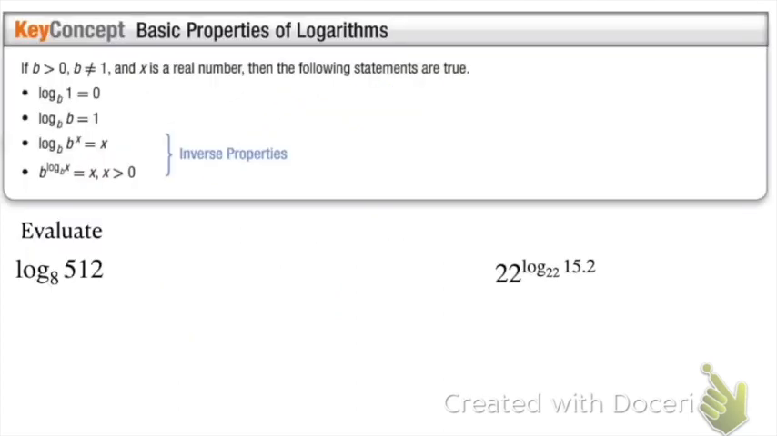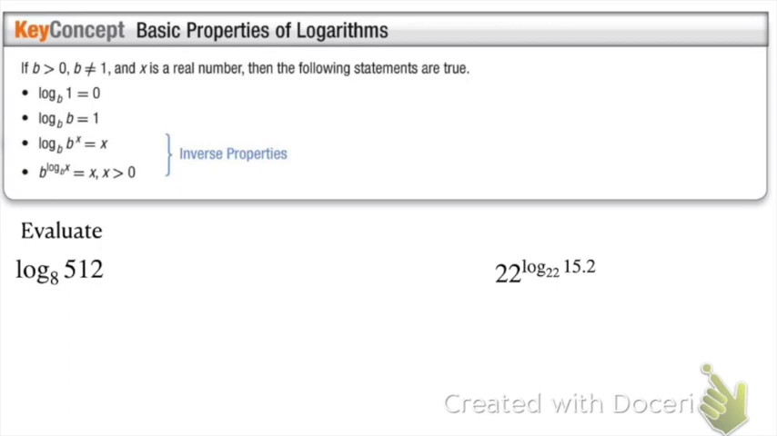So the basic properties of logarithms. Again, b has to be greater than 0. B can't be 1. X is some real number. Then the following are true. Log base b of 1 is 0. Doesn't matter what the base is. Anytime you take the log of 1 or natural log of 1, you get 0 back. Log base b of b is 1, just like we showed in that last one. Log base 17 of 17 was 1.